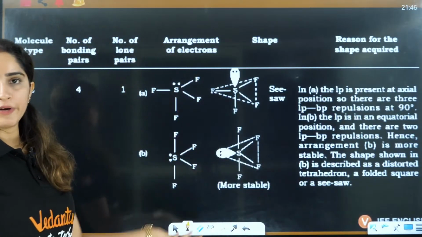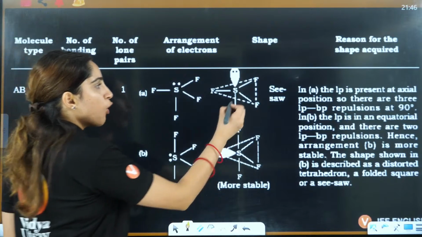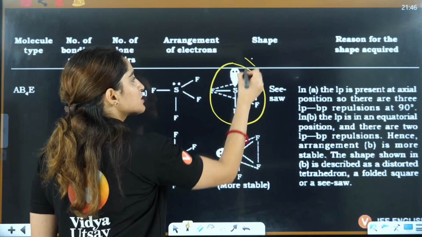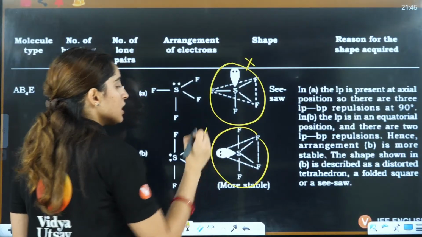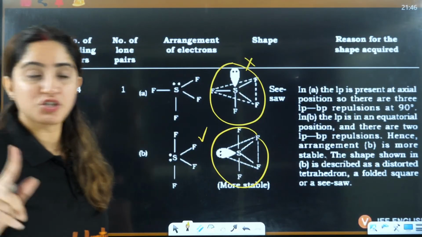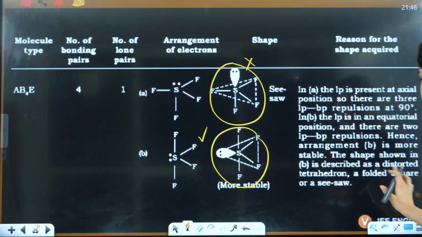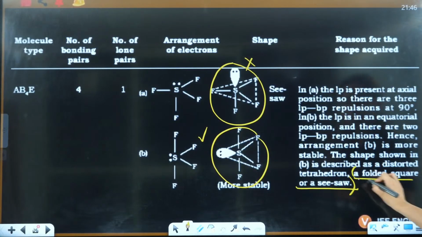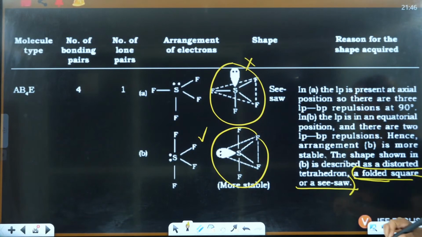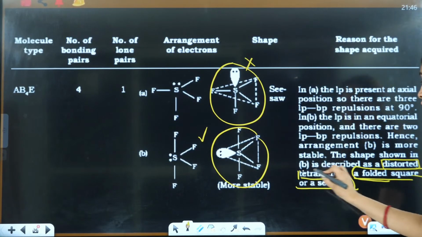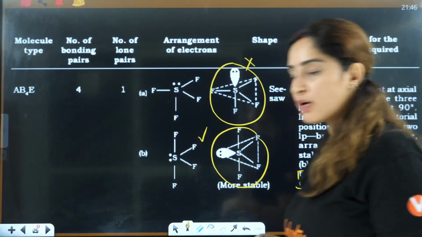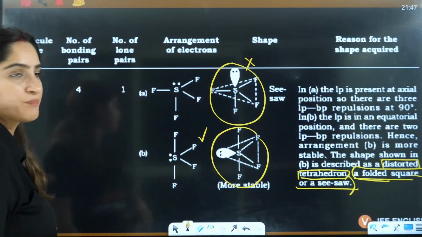Now here we also discuss why this is the wrong structure and this is the correct one, because on the equatorial position the repulsions are less. The shape is described as a distorted tetrahedron, a folded square, or a seesaw. What are the names? A distorted tetrahedron, a folded square, or a seesaw, right?